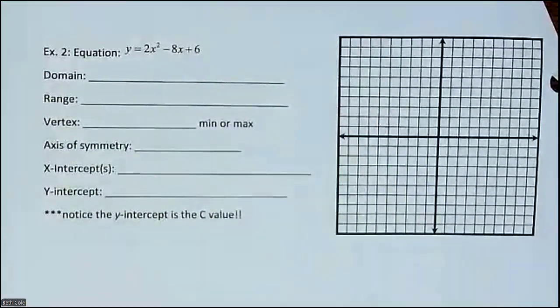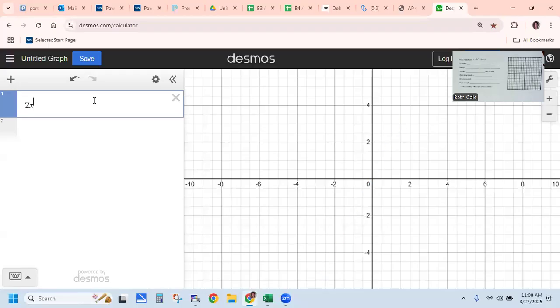Now this one, there isn't a graph given. So I am going to go to my calculator and type it in. Can you guys just watch, make sure I don't type anything wrong?